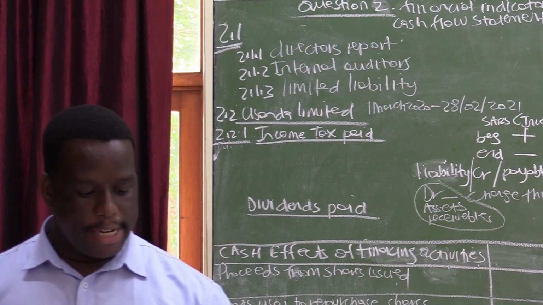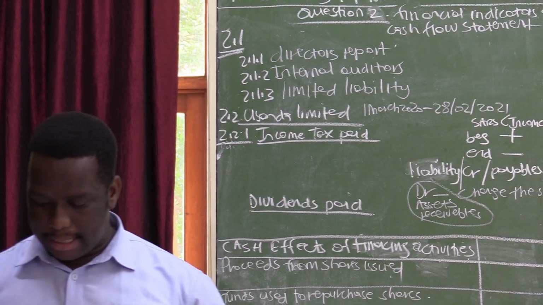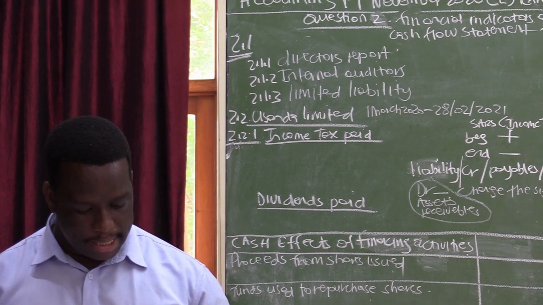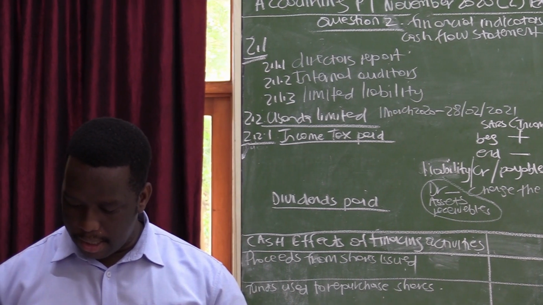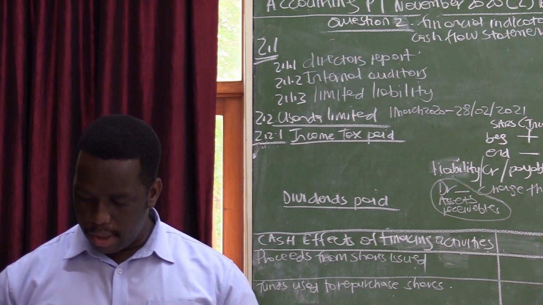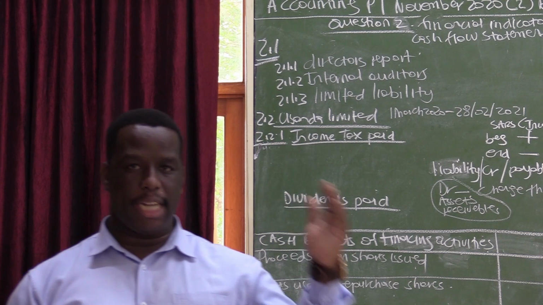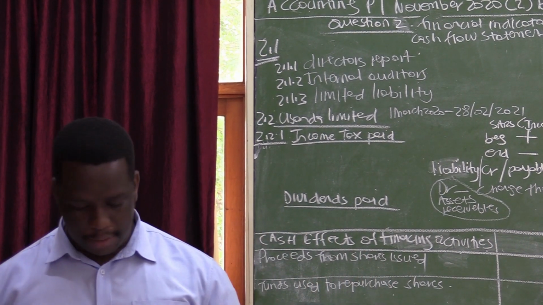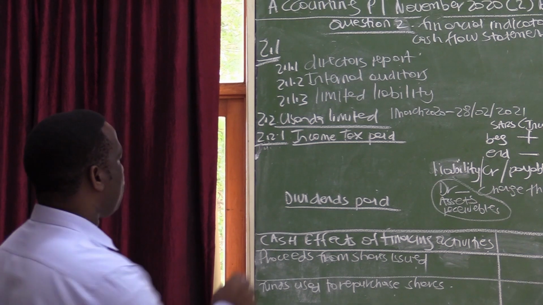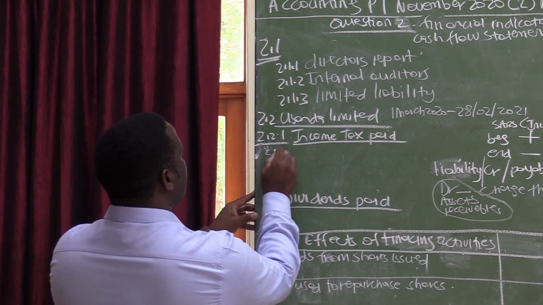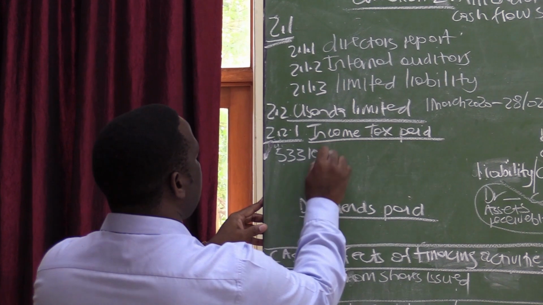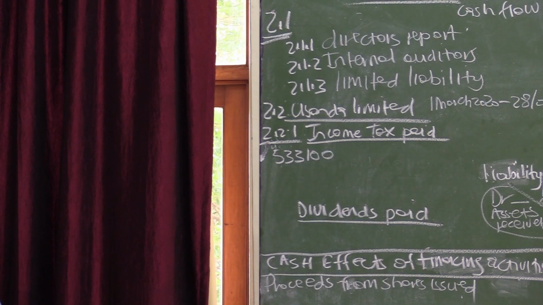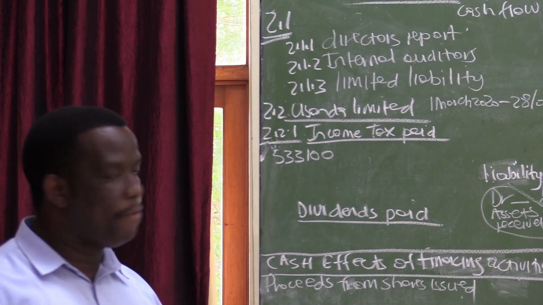1,777,000. And your net profit after tax is minus 1,243,900. So the difference between the net profit before tax and the net profit after tax will give you your income tax for the year. Therefore the income tax for the year is 533,100. This is our income tax for this year.